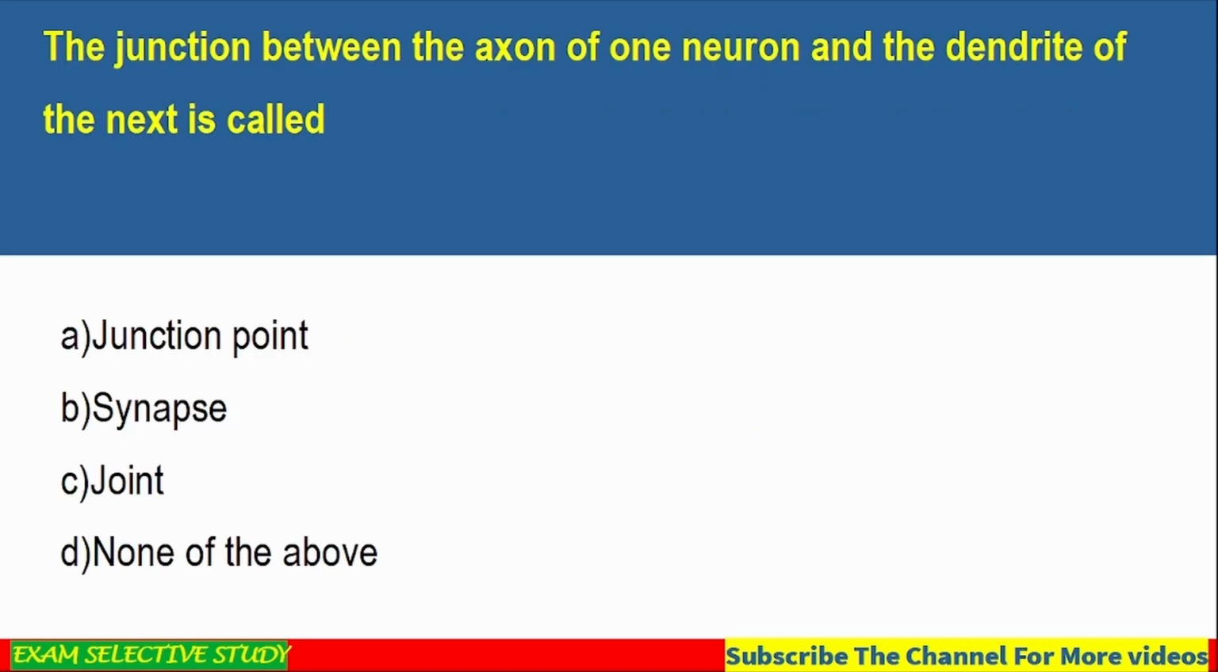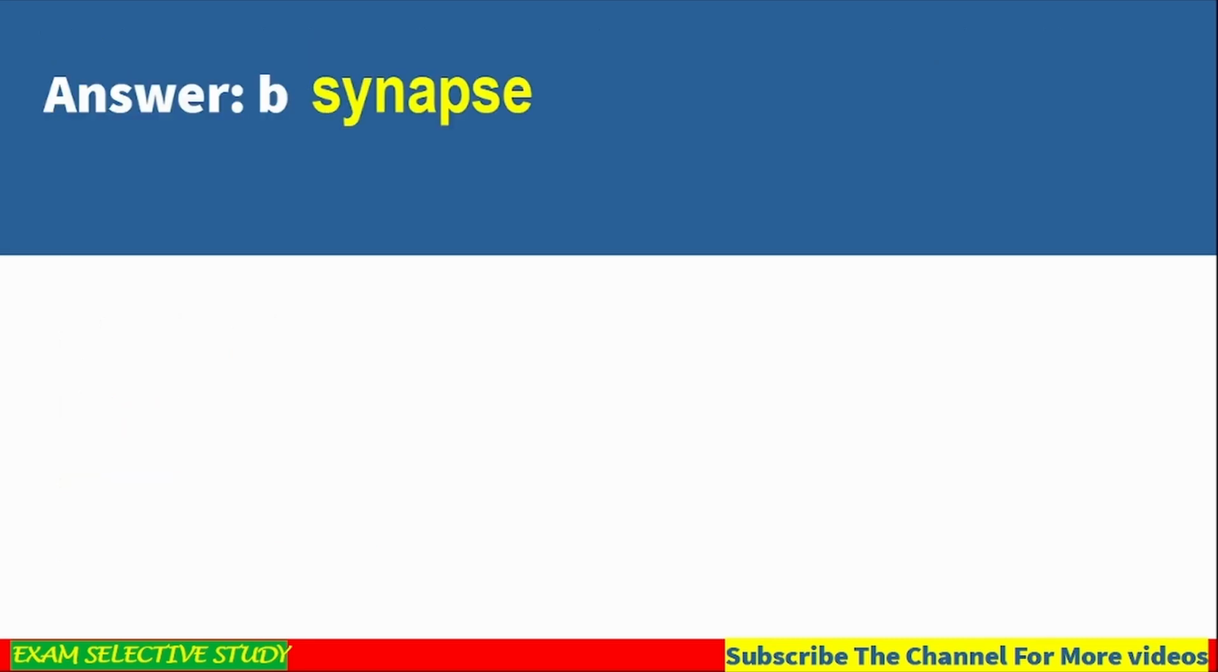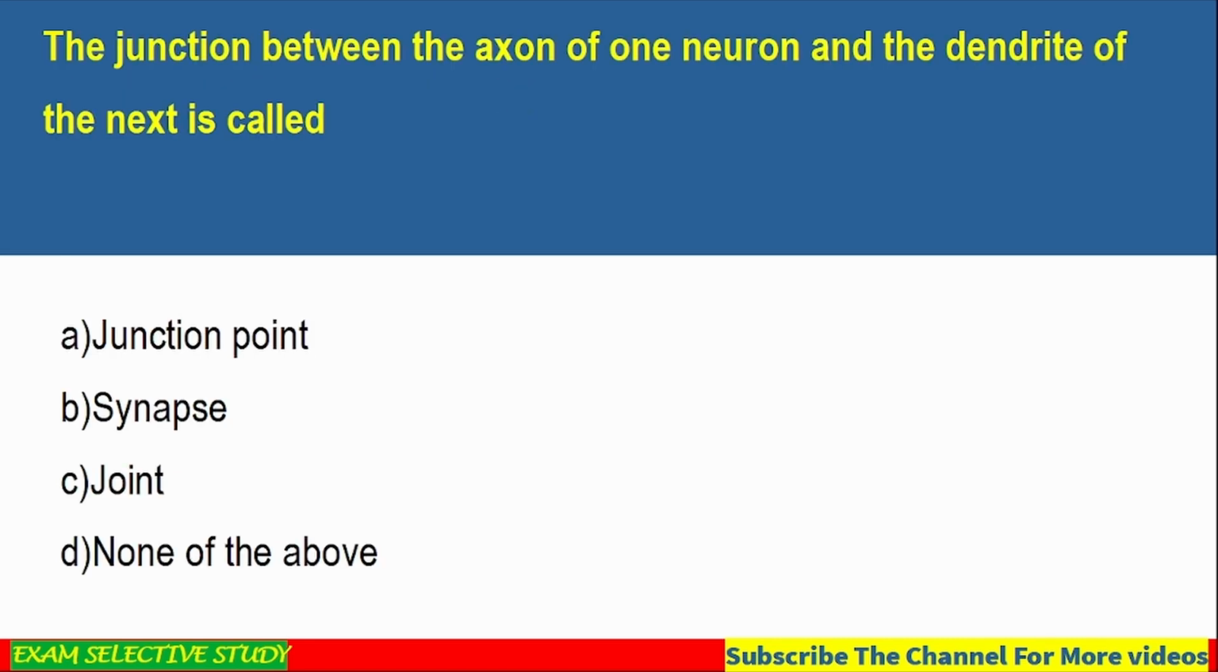Next question, the junction between the axon of one neuron and the dendrite of the next is called. Options: junction point, synapse, joint, none of the above. Answer: synapse. The junction between the axon of one neuron and the dendrite of the next is called synapse.